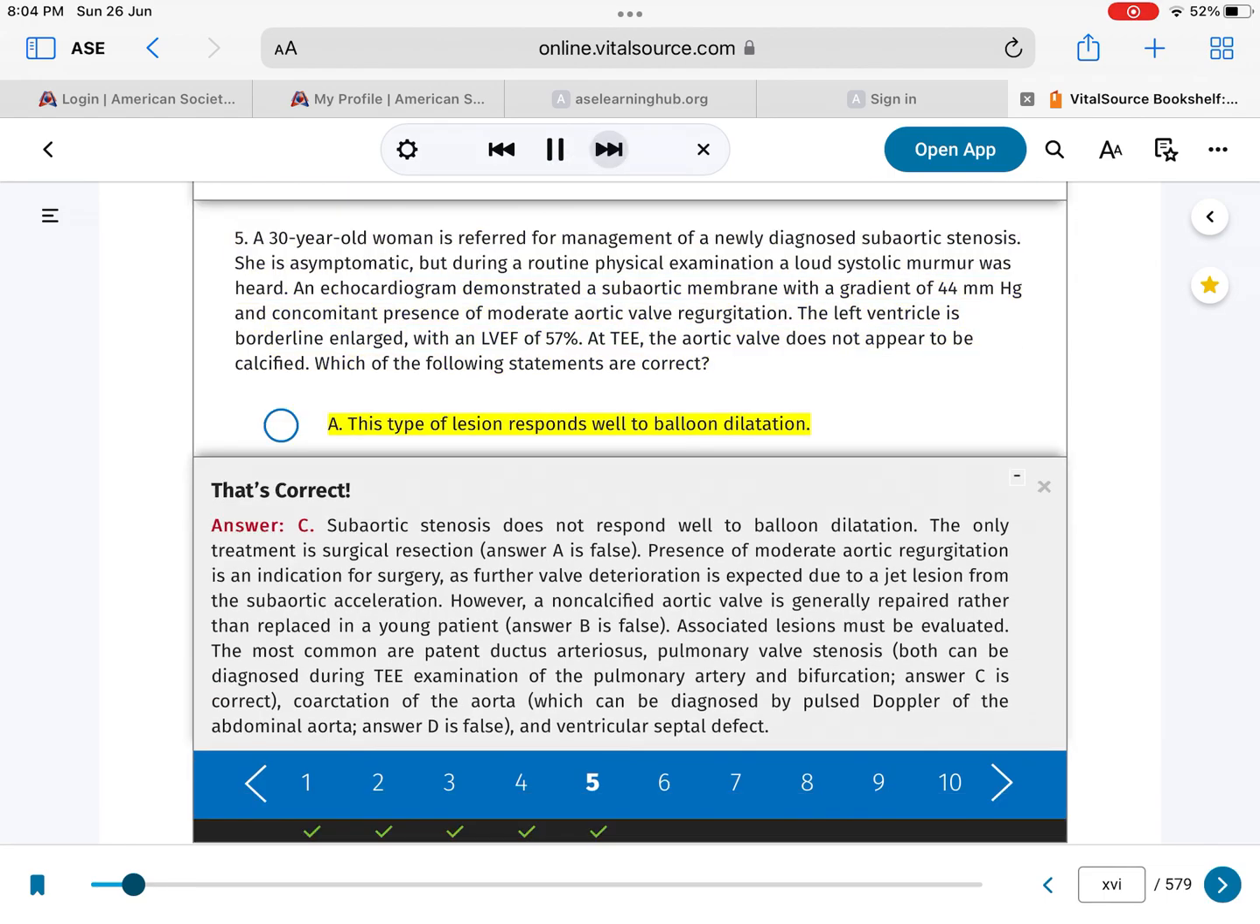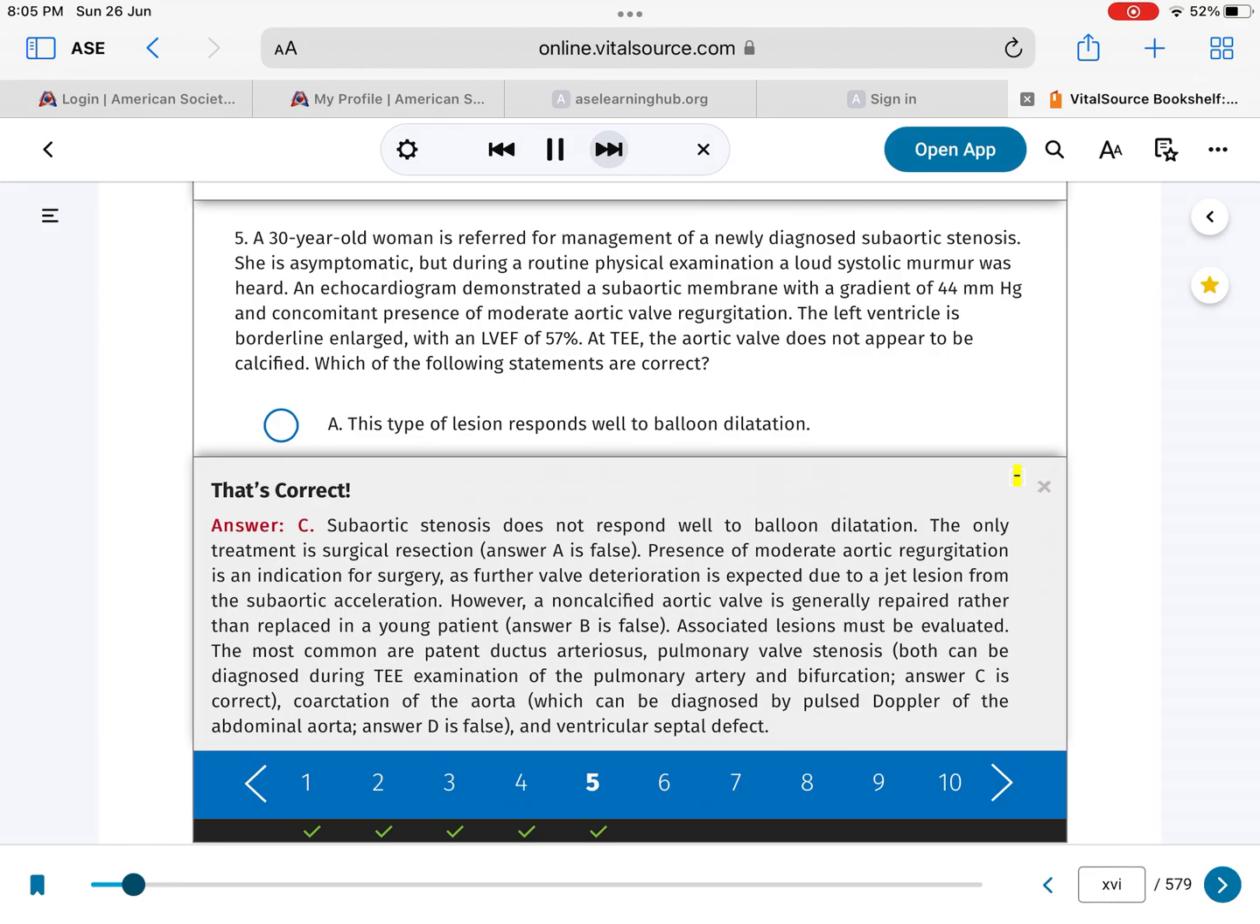Chapter A. This type of lesion responds well to balloon dilatation. B. The patient should undergo resection of the subaortic membrane and aortic valve replacement. C. Careful inspection of the pulmonary valve and pulmonary artery should be carried out during T. D. Doppler interrogation of the abdominal aorta provides no information in this case.